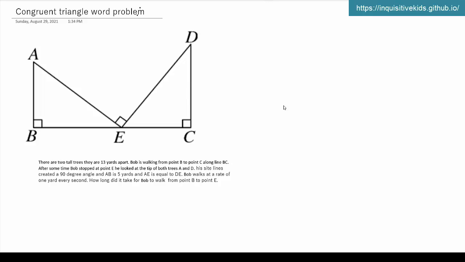Bob walks at a rate of 1 yard every second. How long did it take for Bob to walk from point B to point E? The question tells us that AB is 5 yards and that AE is equal to DE. And it also says that the trees are 13 yards apart.